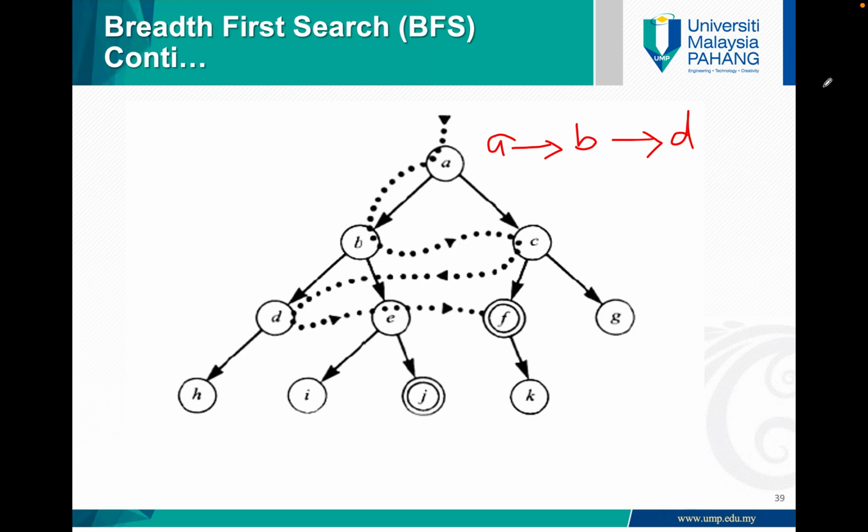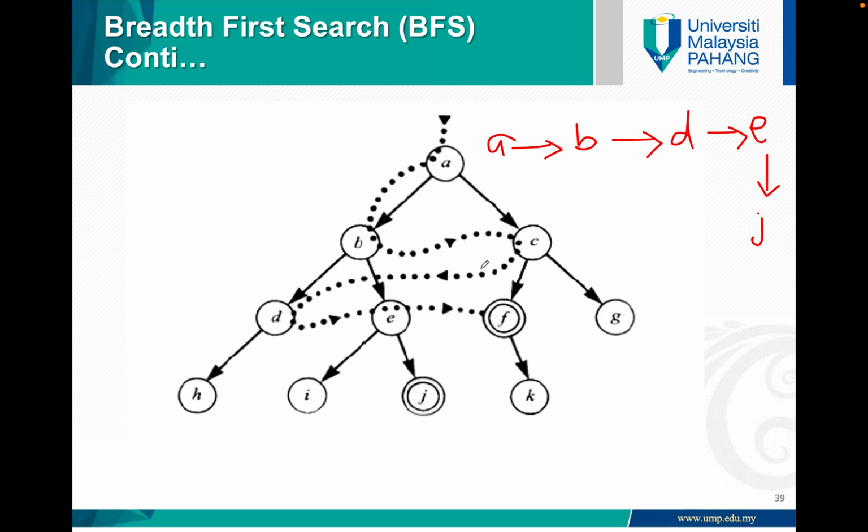And then you go back. From D you go to E. And then from E, is this the goal state? No, it's not the goal state. So from E you go to J, and then you have successfully found J, the goal state.